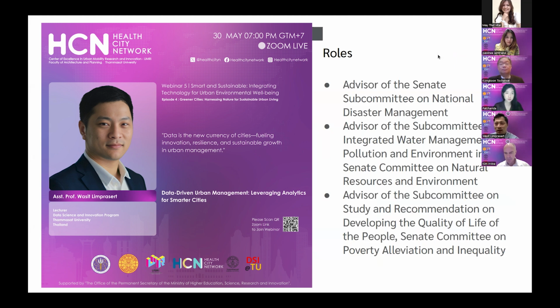Recently, I'm working on... I went to Parliament and we see some Senate working on some environment issues. For example, last year I was involved in a committee that develops quality of life, and they're also working on poverty alleviation and inequality. And I found that I visit many provinces and I experience differences between urban and rural areas.